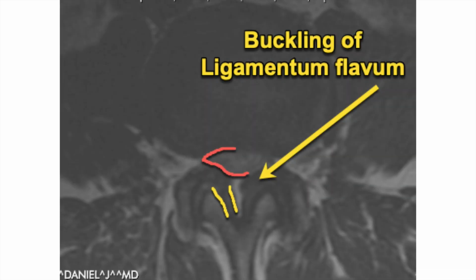If it buckles, we can see a picture of that on the right. Again, axial view, camera looking down from the ceiling. The red is outlining the spinal cord or the cauda equina, the nerves after they've left the spinal cord. The two parallel yellow lines on the left show the thickness of the ligamentum flavum, and on the right we can see not only that thickness, but an additional thickness above it, which is buckling of the ligamentum flavum.